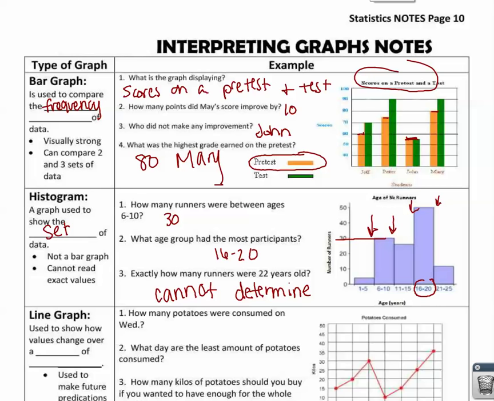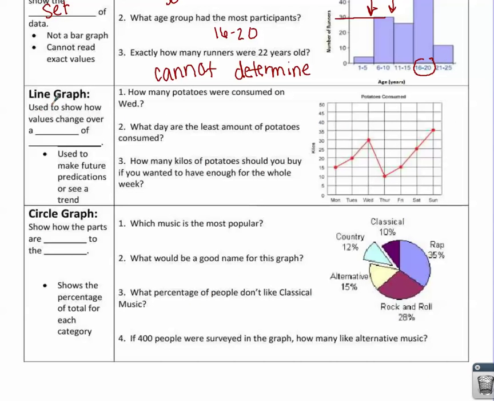Now let's look at a line graph. A line graph is used to show how values change over a period of time. They're used to make future predictions or to see a trend. So in the example to the right, it's talking about potatoes consumed. So it wants to know how many potatoes were consumed on Wednesday. So I'm going to go to Wednesday and look at where my point is. And here it's at 30.